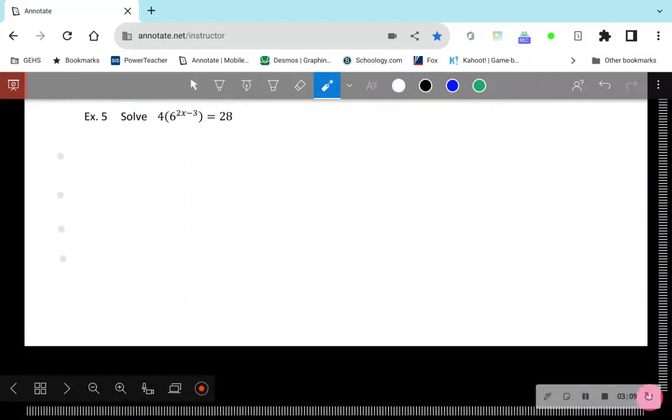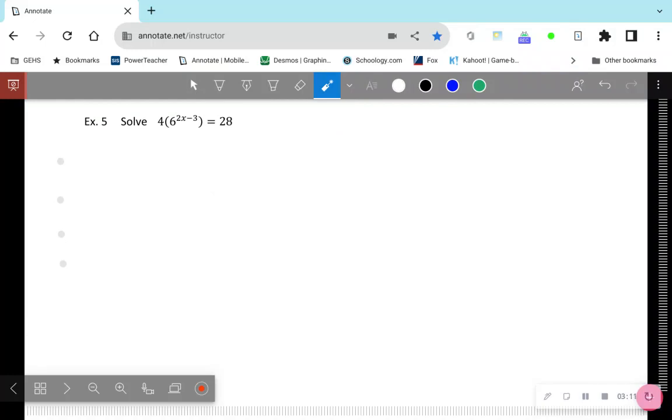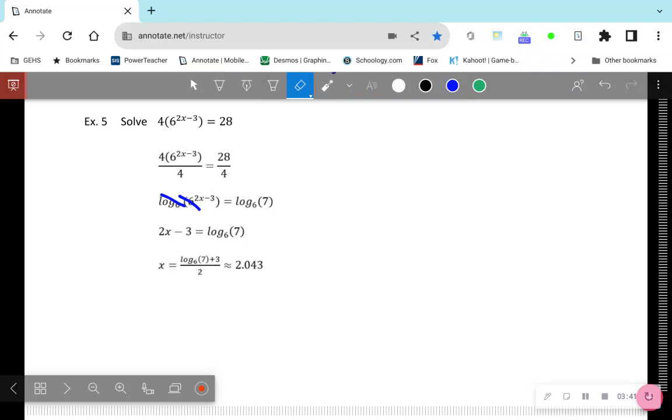Okay, example 5 here. We have to isolate the base and the exponent. There they are. In this case, you're going to do that by dividing by 4. And that gives you a 7 on that right side. And then you cancel the base. It's a base of 6, so you want to log base 6 on both sides. And that would cancel with that base. So now you end up with just 2x minus 3 equals log base 6 of 7. You'll add 3 and divide by 2, and then convert to decimal.